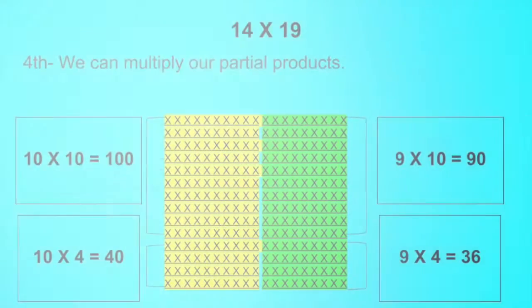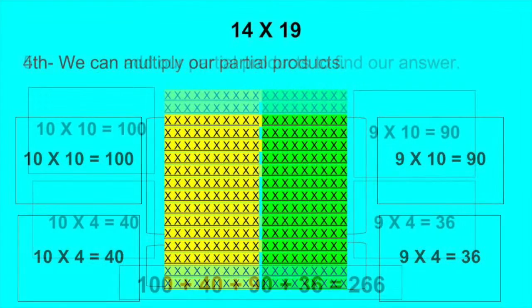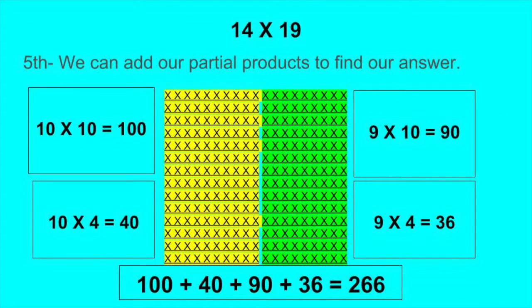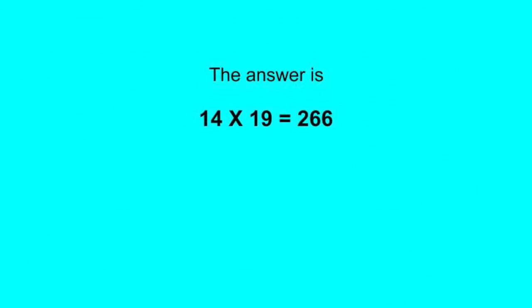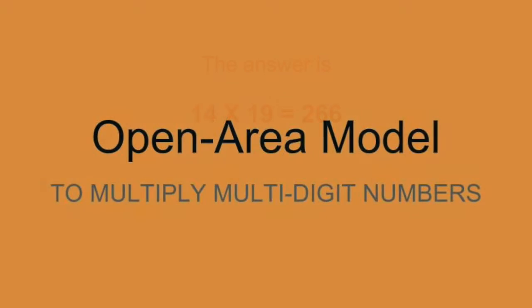Next, we can multiply our partial products. 10 times 10 is 100, 10 times 4 is 40, 9 times 10 is 90, and 9 times 4 is 36. Now we can add our partial products to find our answer. 100 plus 40 plus 90 plus 36 equals 266. The answer, 14 times 19, is 266.